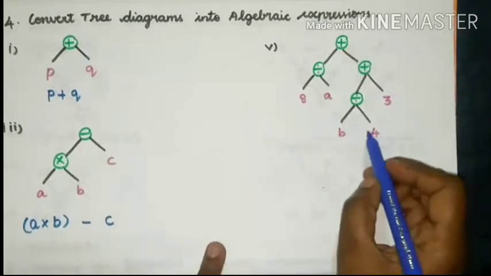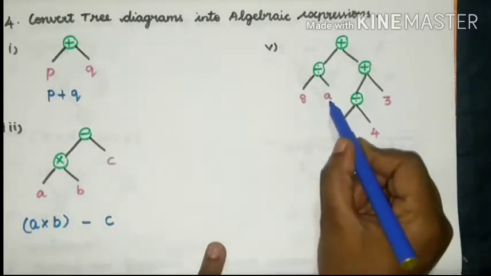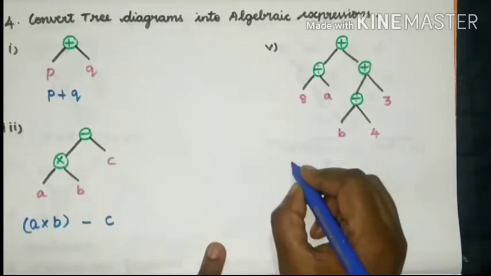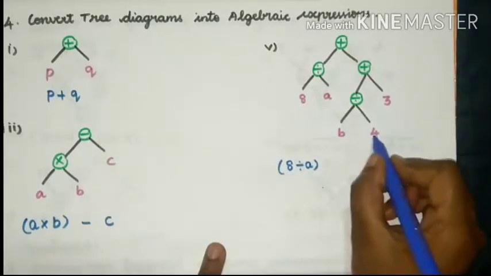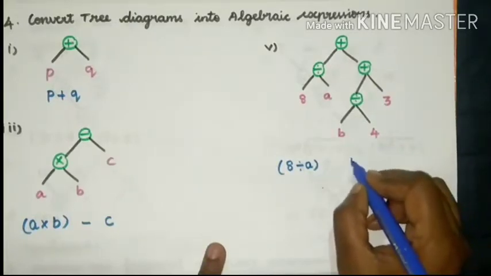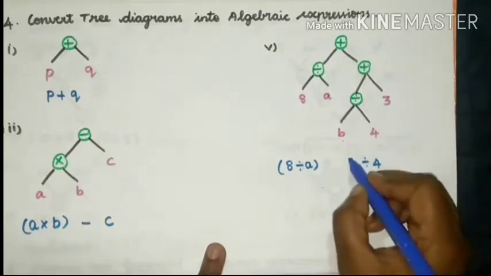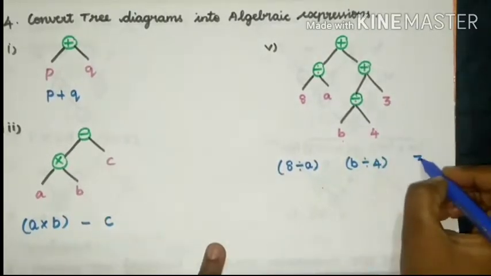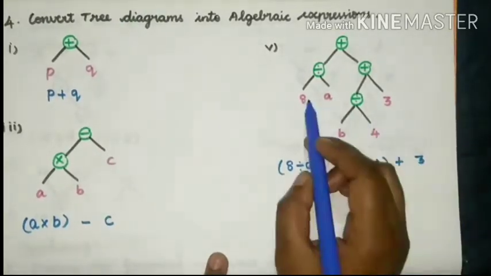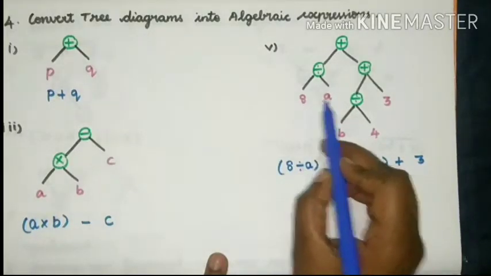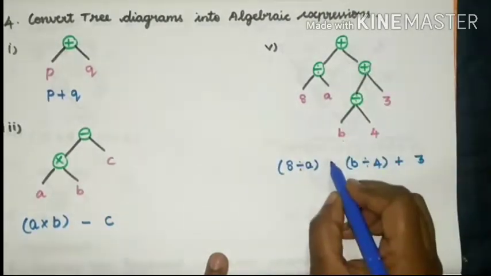Fifth one. 8 divided by A. 8 and A are connected with the operation division. 8 divided by A. And then B divided by 4. B and 4 are connected with the operation division and then 3. These two numbers are connected with the operation addition. So totally 8 divided by A and B divided by 4 plus 3 are connected with the operation addition.